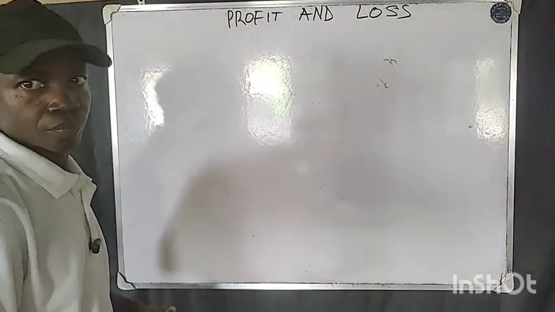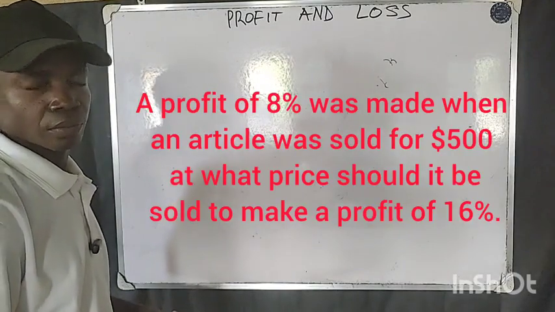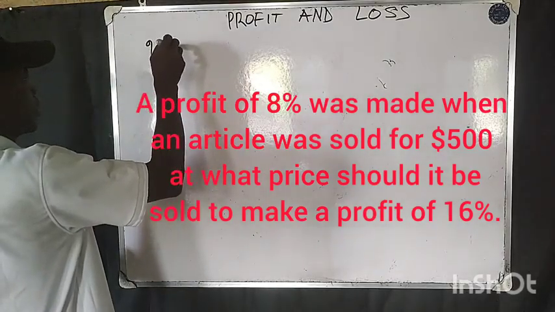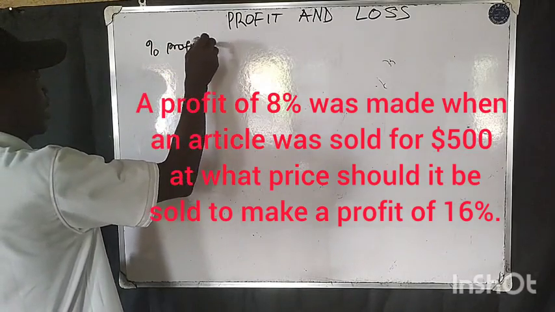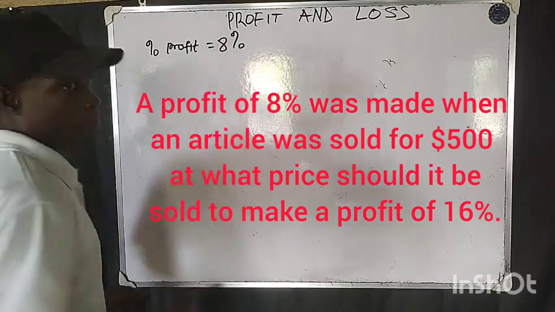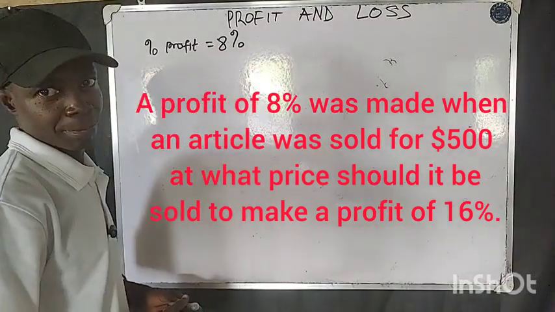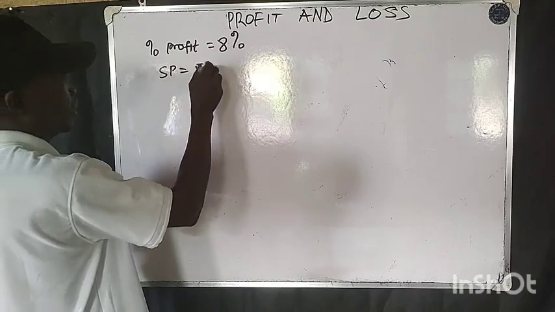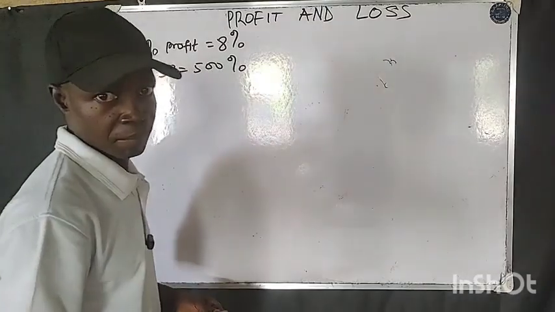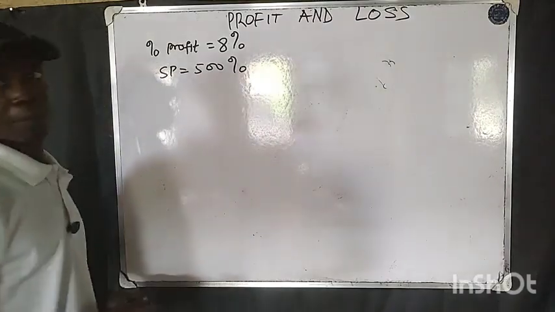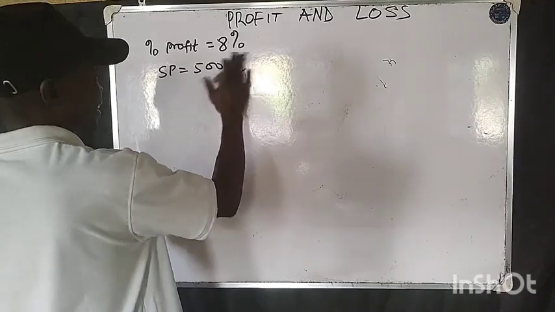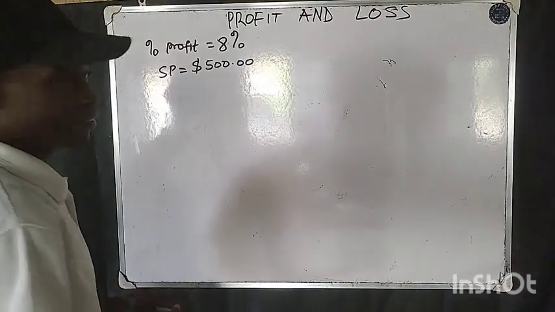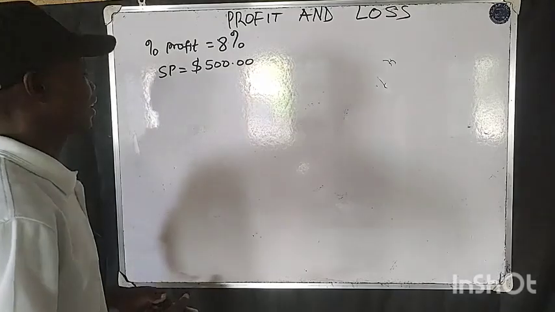All right? Number 2. A profit of 8% was made. Percentage profit, 8%, right? When an article was sold for $500. Selling price, $500. At what price should it be sold to make a profit of 16%? $500, right? At what price should it be sold?